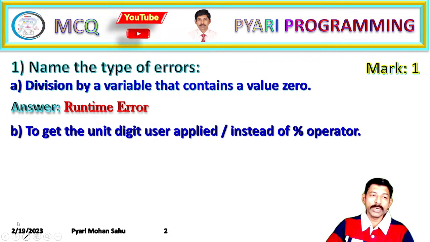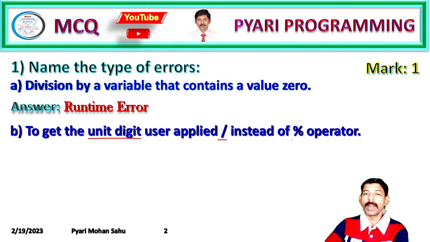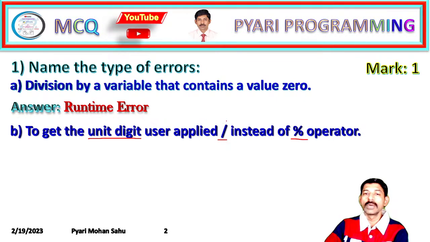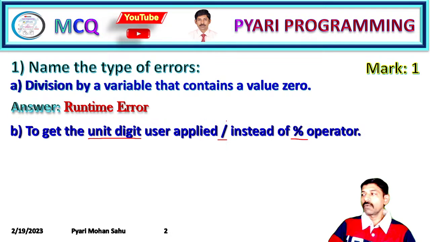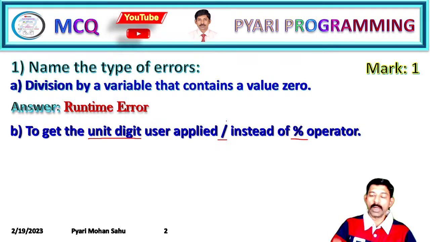Did you get the point? To get the unit digit, what is the intention of the user? To get the unit digit. What has the user applied? Forward slash. What should he apply? Modulo operator. Instead of the modulo operator, he has applied the division operator. Then what kind of error will it be? Logical error. Yes, this time everyone is correct.